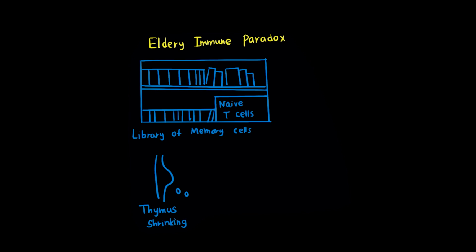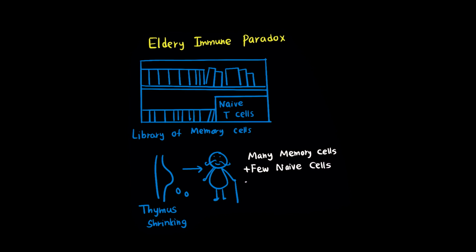Think of it like a library that stopped buying new books in 1990. Great for old topics, useless for anything new. COVID-19 illustrated this perfectly. Elderly people's memory cells couldn't recognize this novel virus, and they lacked sufficient naive T cells to mount effective primary responses. They don't have excessive naive cells or complete memory loss. They don't have increased antibody production. They have an imbalanced immune system, too specialized in the past, unable to adapt to the present.